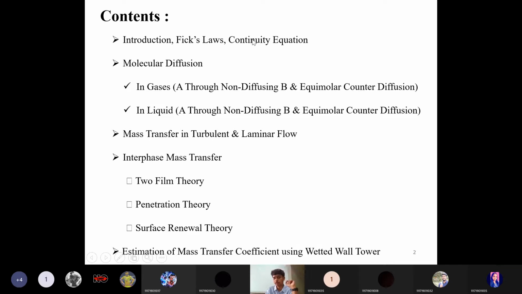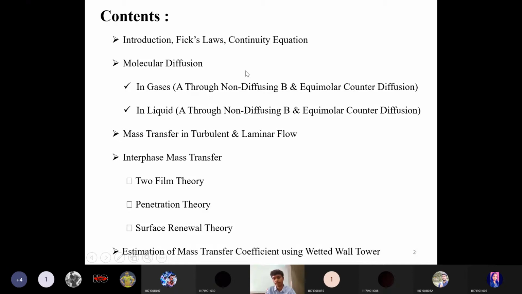Then there are two types of diffusion: one is molecular diffusion, another is eddy diffusion. Among them, we will pay special emphasis on molecular diffusion. In molecular diffusion, there are two fluid phase cases: one is the gas phase and the next is the liquid phase. In the gas phase, how will diffusion take place? There are two phenomena in the gas phase. One is A through non-diffusing B.